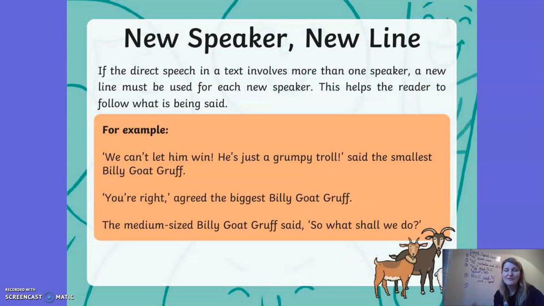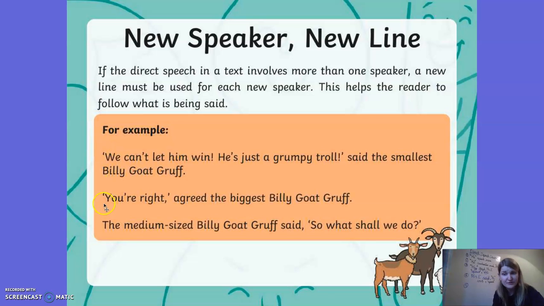Okay, and the final thing when we're writing it, and I'd say this is our biggest marvellous mistake when we've experimented with it in class before, and it's one that I make all the time, is remembering that if we've got people talking and we're writing about it, if we've got a new speaker, then we start a new line. So if we look here: "We can't let him win. He's just a grumpy troll," said the smallest billy goat Gruff. The next line is a different goat talking, the biggest one, so we start a new line for them.